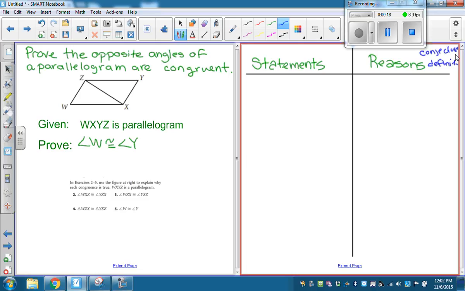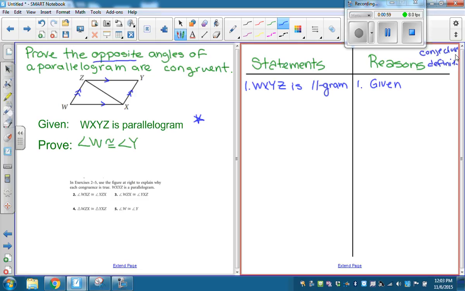So when you look at something like this, given that WXYZ is a parallelogram, what that tells you is that both pairs of opposite sides are parallel, because that's what the parallelogram definition is. You're trying to prove one of the properties, so you have to go through all the steps to show that. I'm going to put down my first statement, which is just what I'm given, that WXYZ is a parallelogram. I abbreviate parallelogram like this for the rest of the year, and you can too if you want, because it's a lot of writing. My reason is that it was given to me, and that's a valid reason. You have to be given something to start with.